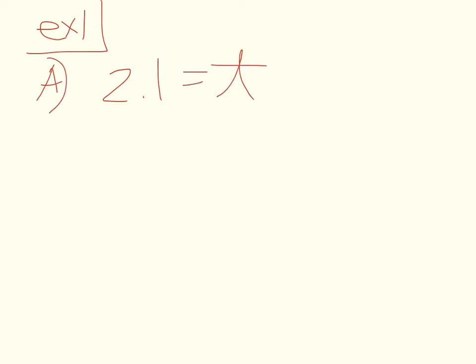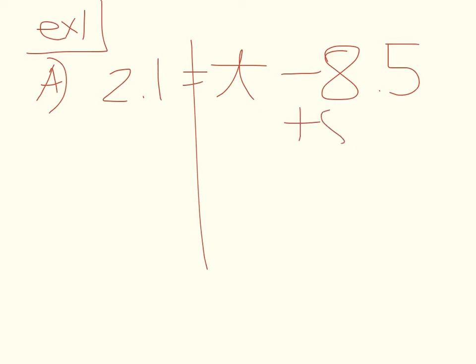Example number 1 says to solve by using addition and subtraction. So here we have, this is letter A, 2.1 equals t, notice I made my t cursive so it doesn't look like a plus sign, minus 8.5. So coming back to something we learned in chapter 3, I believe, we're just solving. So we're going to add 8.5.